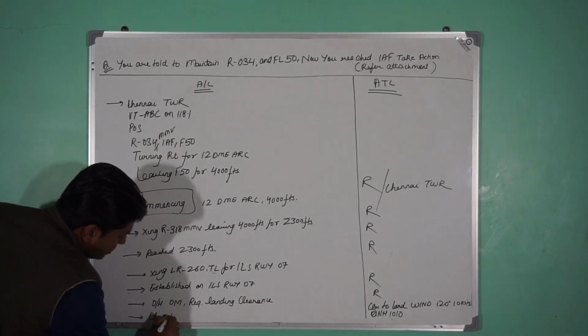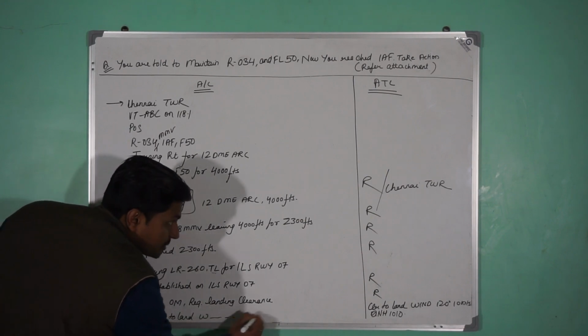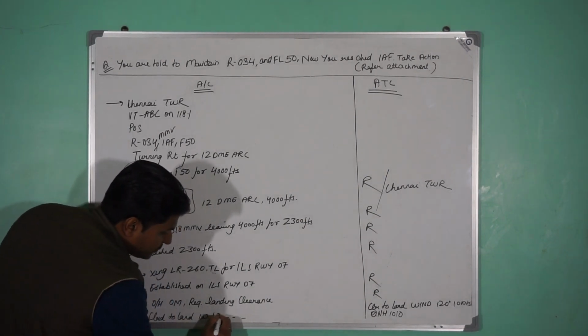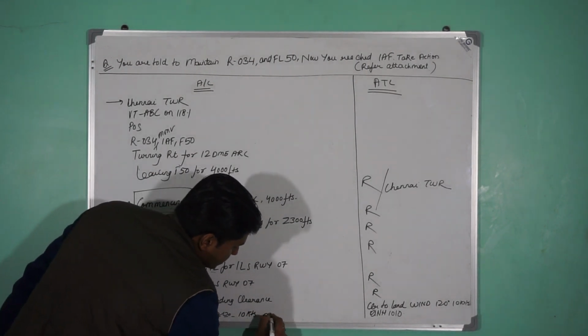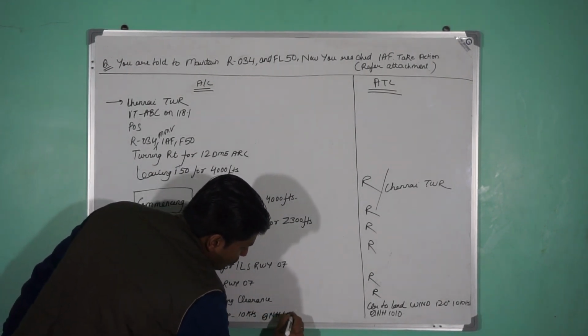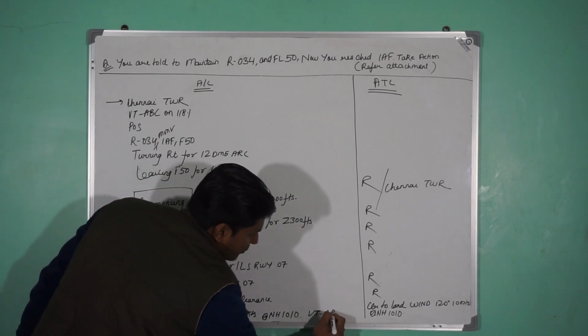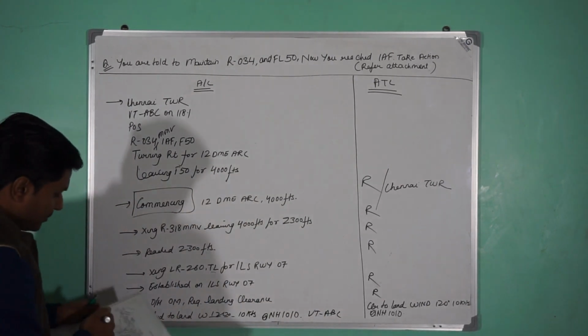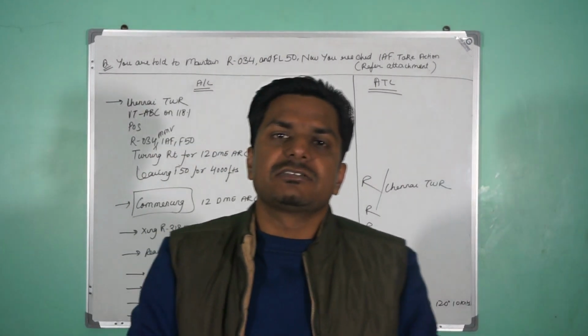Clear to land, wind 120 degrees, you have to write down 120 degrees, 10 knots, QNH 1010. So at last we can give you call sign, time Alpha Bravo Charlie, but it's not important because you are about to land. So next will be that you have successfully landed.